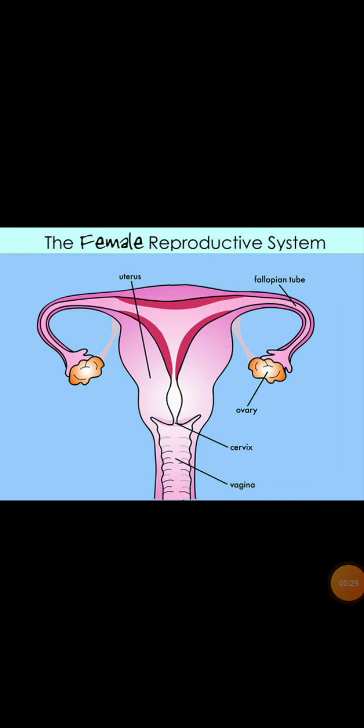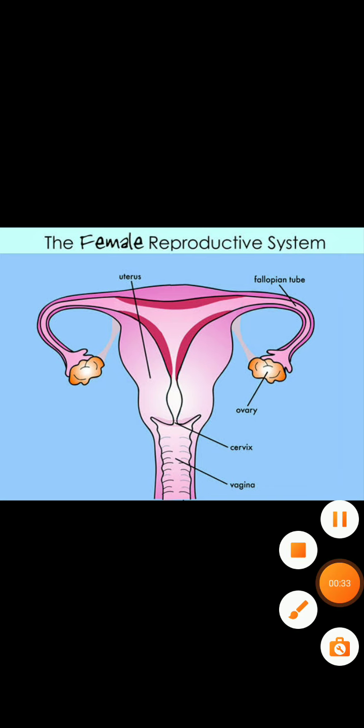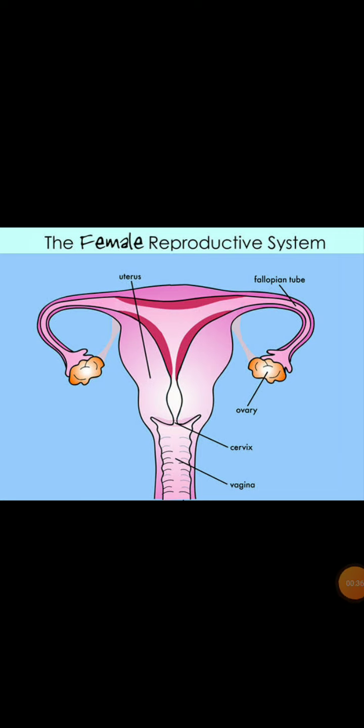The female reproductive system consists of a pair of ovaries, a pair of oviducts, that is fallopian tubes, a uterus, a vagina, and a cervix. We will study each organ and their functions. Let us begin with the ovary.